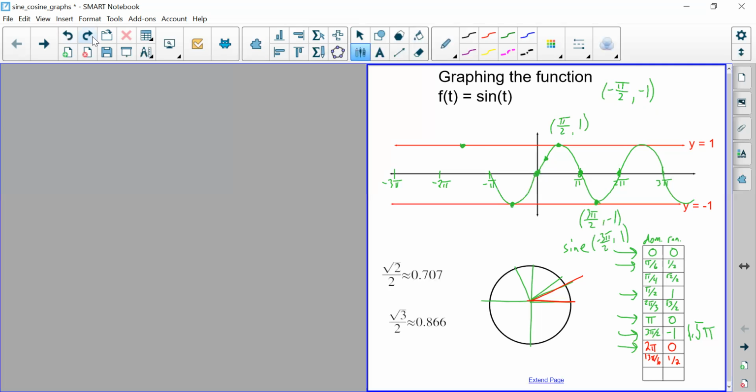And the pattern continues. And that is sine. That is the sine wave.